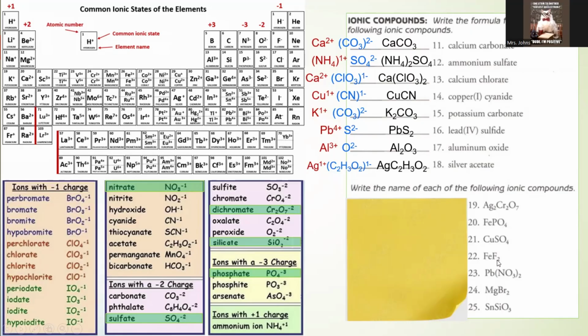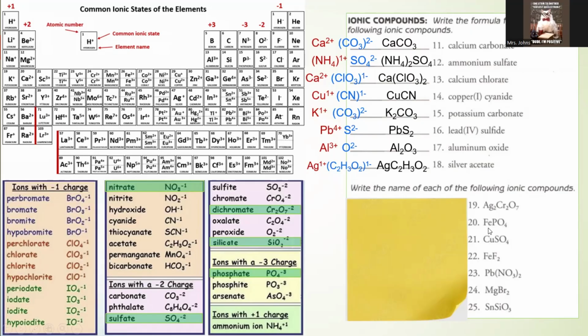Iron fluoride, so iron and fluorine is the element. Lead nitrate, so nitrate is right here, and we know it has a 1- charge. So magnesium and bromine, and tin, and then SiO3 is silicate, SiO3 with a 2- charge. So we don't have to use all those prefixes. So this is a lot easier, but we do sometimes have to do the stock system.